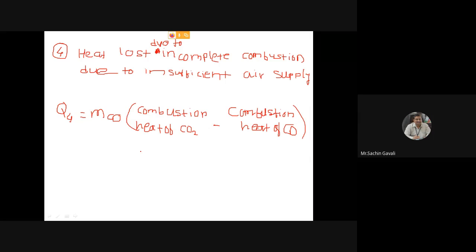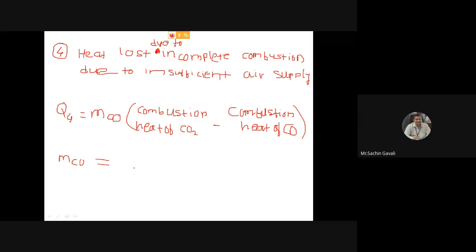Yes, sir. Heat loss due to incomplete combustion due to insufficient air supply. Due to insufficient air supply for combustion, carbon monoxide is formed instead of CO2. The combustion heat of CO is less than the combustion heat of CO2. This loss can be calculated as Q4 is equal to MCO in bracket combustion heat of CO2 minus combustion heat of CO. Correct. Good. Where MCO is equal to, very good, Gaurav.